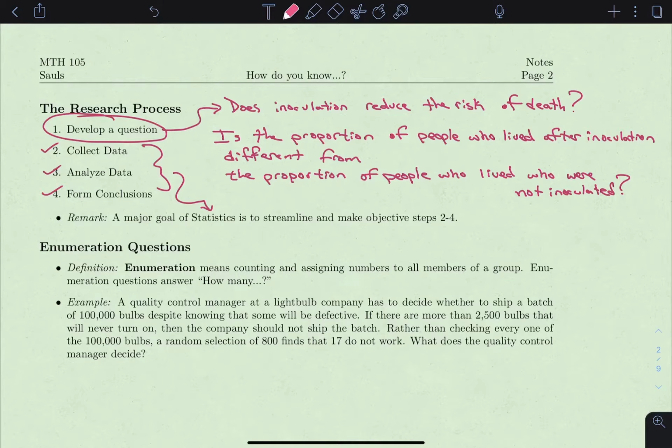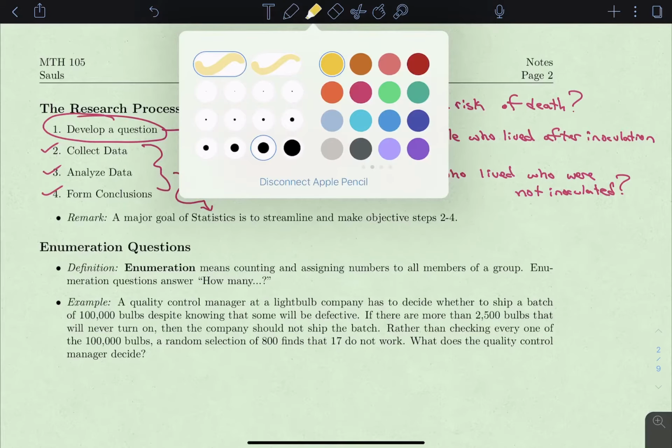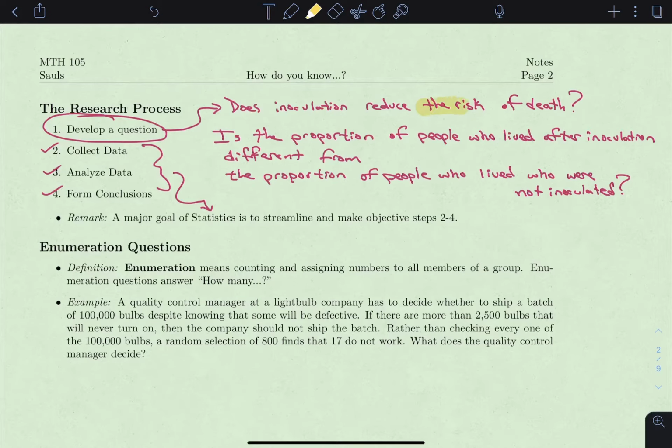So when you're forming a research question, it's important to be very specific, and the question can reveal what type of information you want. That's a good thing, because it will guide the next steps in the research process. Asking, does inoculation reduce the risk of death, really only offers one more question, which is, how are you measuring the risk of death? So with that in mind, let's move on to another question.